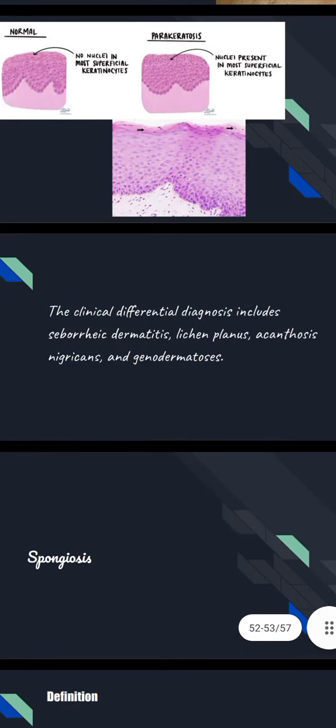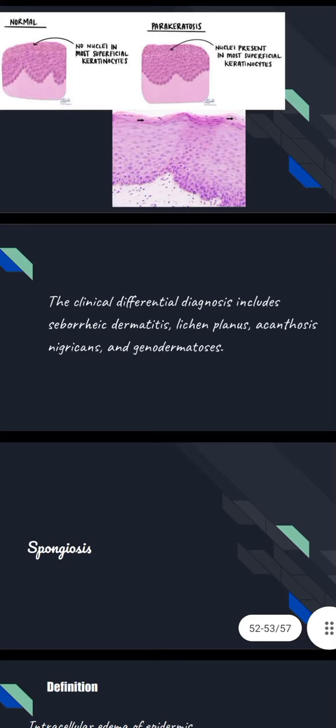The clinical differential diagnosis includes seborrheic dermatitis, lichen planus, acanthosis nigricans, and genodermatosis.